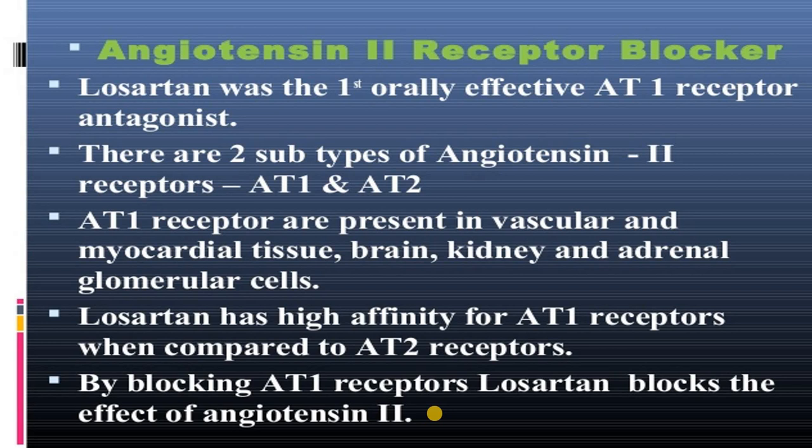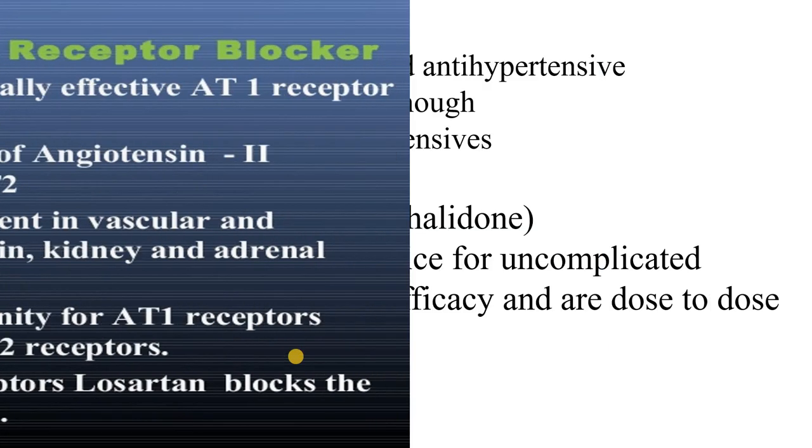First is Losartan, the first orally effective angiotensin first receptor antagonist. And these all are the receptors. There are two subtypes: angiotensin second receptors and angiotensin first receptors. Angiotensin receptors are present in vascular and myocardial tissue, brain, kidney, and adrenal glomerular cells. Losartan has high affinity for the angiotensin first receptor and blocks it. Losartan blocks the effect of angiotensin second receptors.